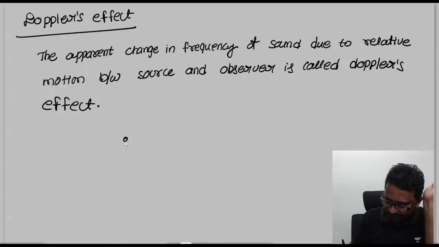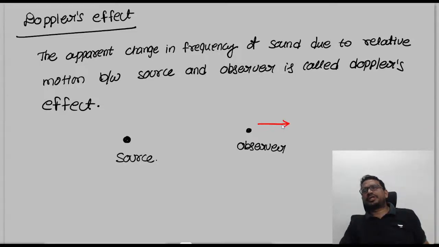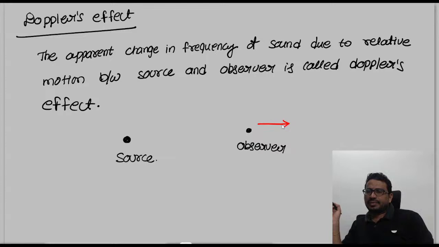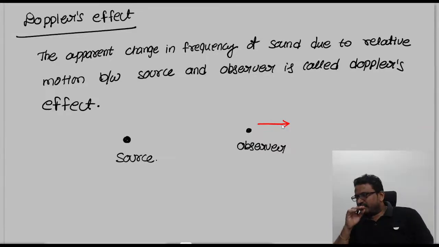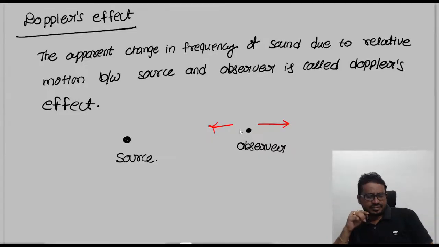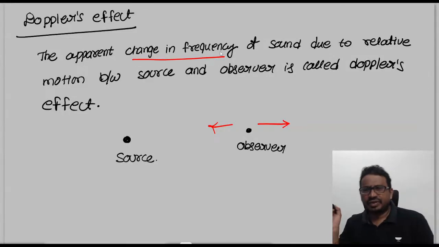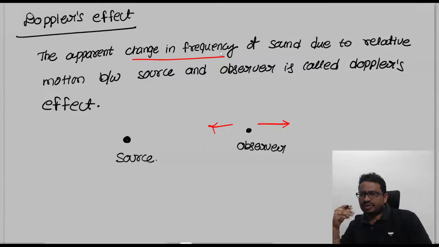For example, let us say here this is the source and here is the observer. If the observer is moving like this, then how will the intensity of sound appear, increases or decreases? Sound level decreases, isn't it? And when the person is moving towards, the intensity increases. Actually, the increase or decrease is because of variation of frequency, the apparent change in frequency of sound whenever there is a relative motion between the source and observer.